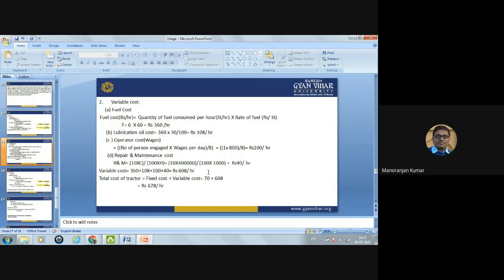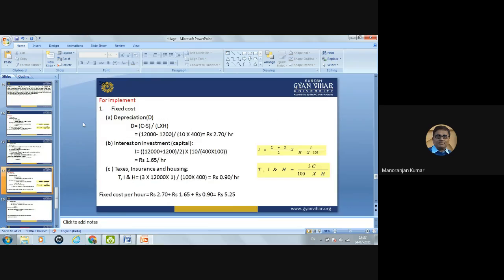After calculating the variable cost, you have to add the fixed cost and variable cost. That is 70 plus 608, 678. Rupees 678 per hour is the total cost of the tractor only, not the implement. Till now you have calculated the total cost of the tractor. Now similarly we will do all these calculations for the implement also.